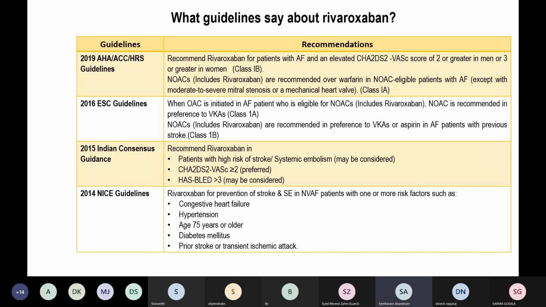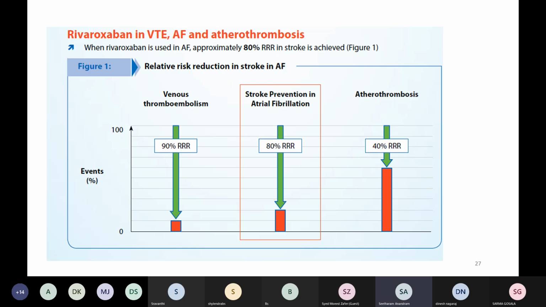So what do the various guidelines say? If you look at the different guidelines, they all recommend using NOACs, including rivaroxaban, for non-valvular atrial fibrillation with a high CHA2DS2-VASc score. So what is the advantage of using rivaroxaban? Essentially, the relative risk reduction in stroke is about 80% with rivaroxaban, about 90% with venous thromboembolism, and about 40% in patients with atherothrombosis.